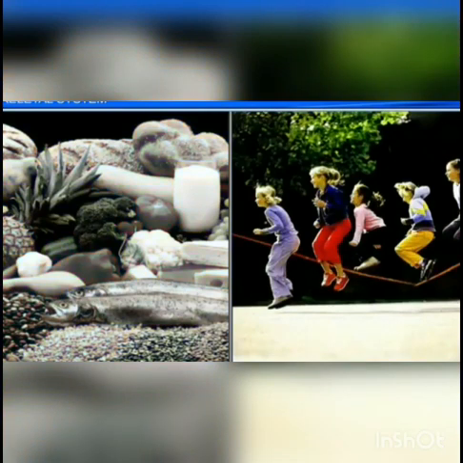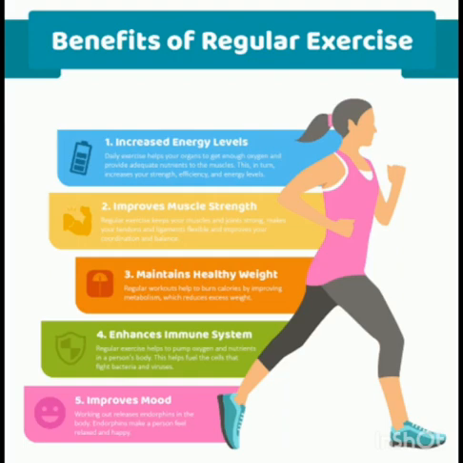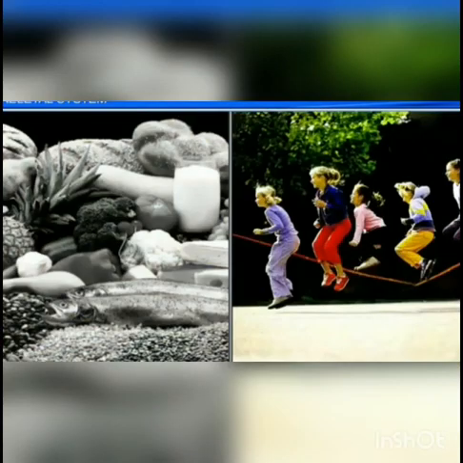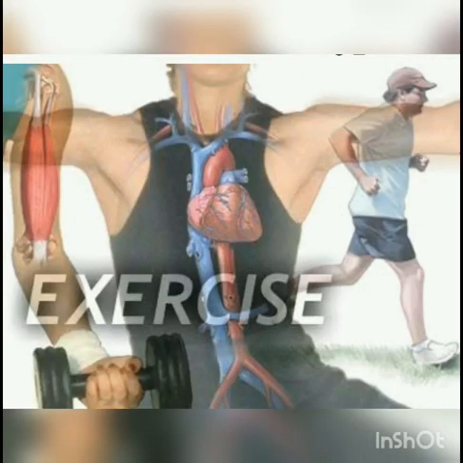Next, what are the benefits of regular exercise? It's a very important 5-mark question. So, exercise and physical activity fall in 4 basic categories, that is endurance, strength, balance, and flexibility. Endurance increases the breathing and heart rate. They keep the circulatory system healthy and improve overall fitness.